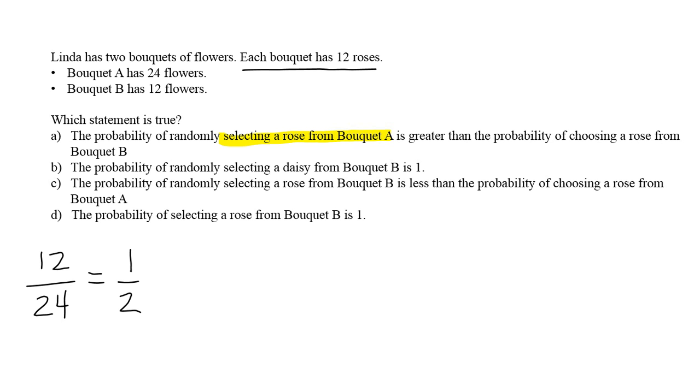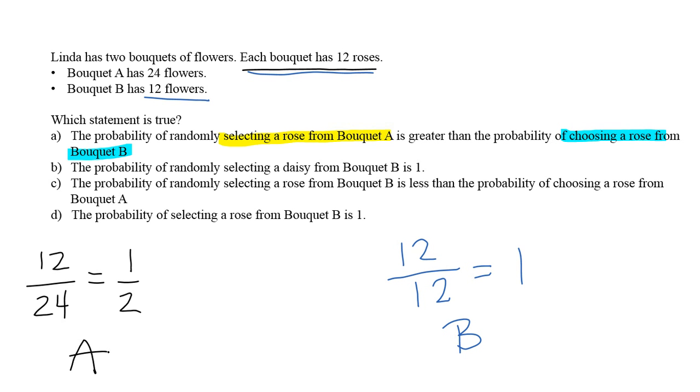Now, this question gives us another event, and that is choosing a rose from bouquet B. So that means we need to find the probability of choosing a rose from bouquet B. Well, in bouquet B, we have 12 roses because each bouquet has 12 roses. And we're going to divide that by our total number of flowers. Here, that is also 12. And 12 divided by 12 is 1. So this was my probability for bouquet B, and this was my probability for bouquet A.